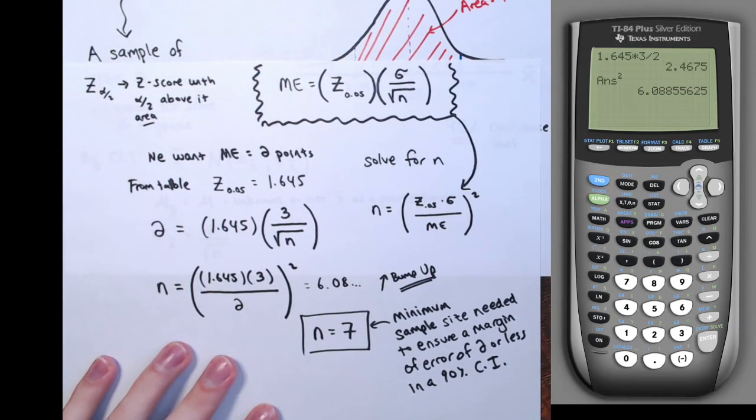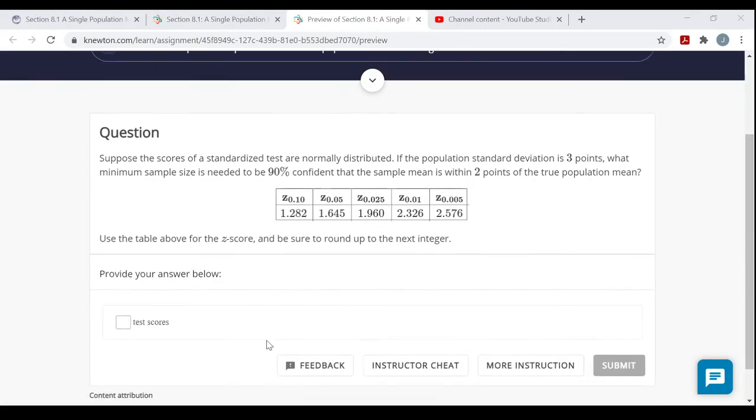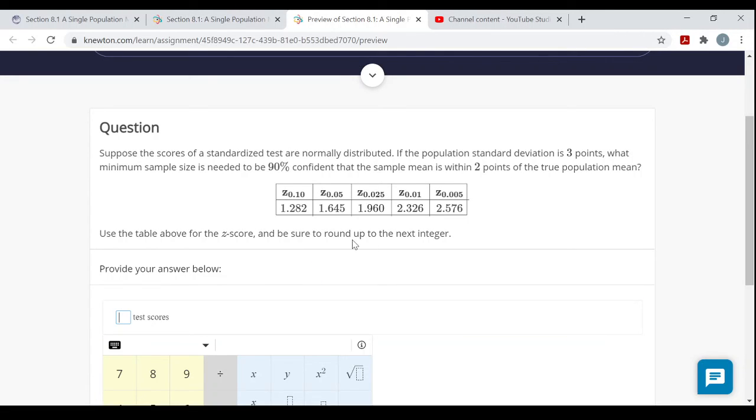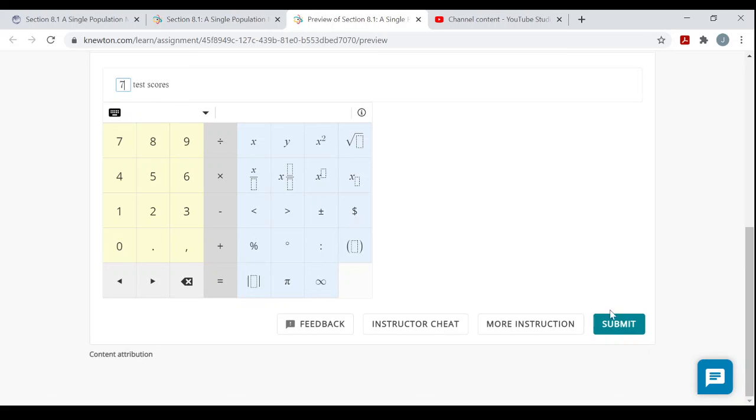Back here, this says enter your answer below. Be sure, they tell you, to round up to the next integer. It was 7. So I need 7 test scores or more to be 90% confident that the sample mean will be within 2 points of the true population mean. And submit.